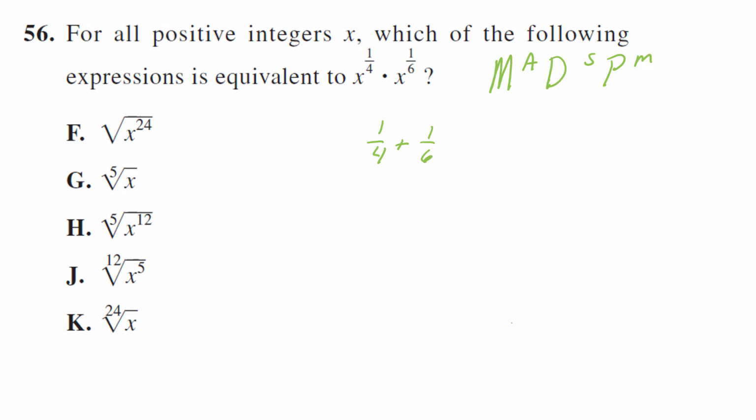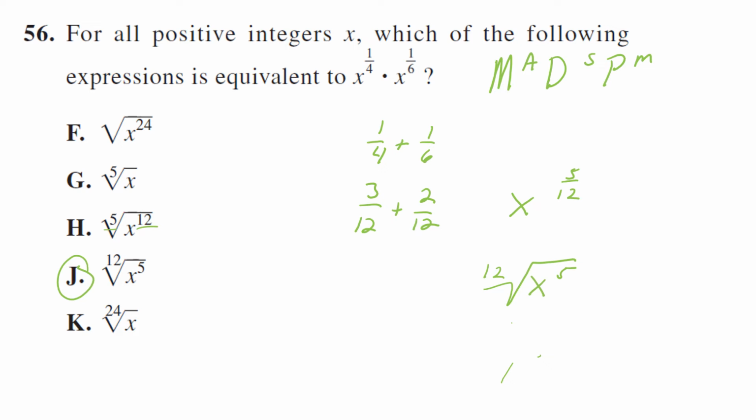We're adding exponents, so we have to get common denominators. Well, what's the common denominator? 12. So we have 3 over 12 plus 2 over 12. So now we have x to the 5 over 12. That becomes, if you know your exponent rules, the 12th root of x to the 5th. So that means the answer would have to be J. Be careful with choice H, it just has them backwards.